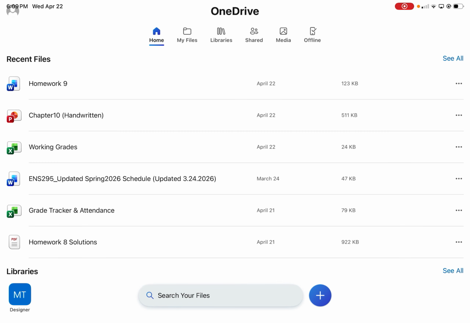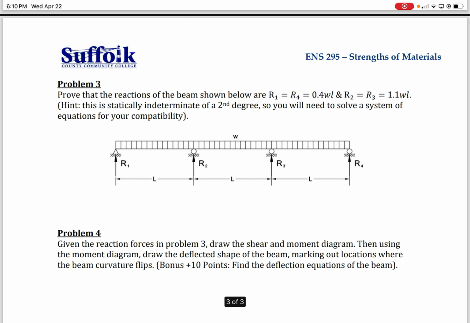In homework 8, I give you guys this problem here. It's basically just a distributed load, but you have two redundant supports. You can really solve this however you want, but if you want to use the method of superposition, the only thing I won't allow is if you Google this image and then just tell me what the supports are. So don't take an image.